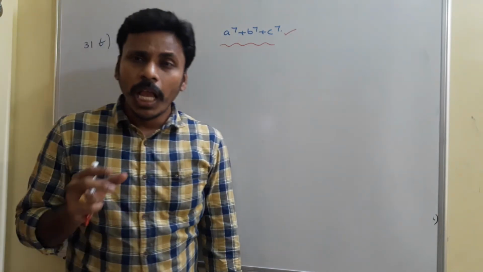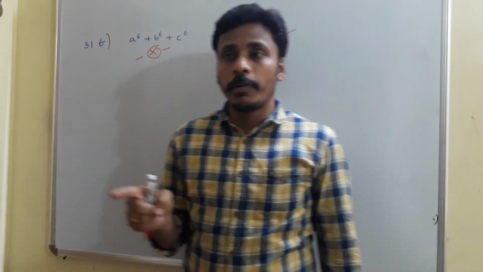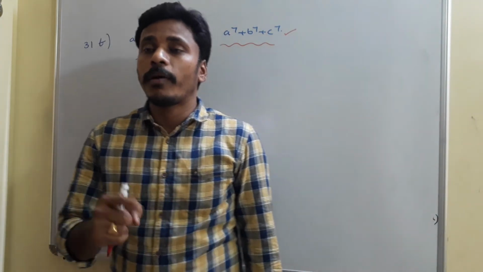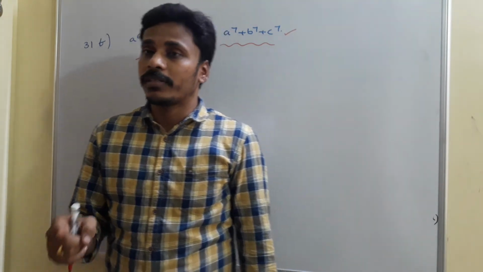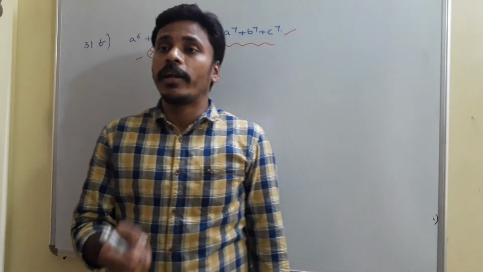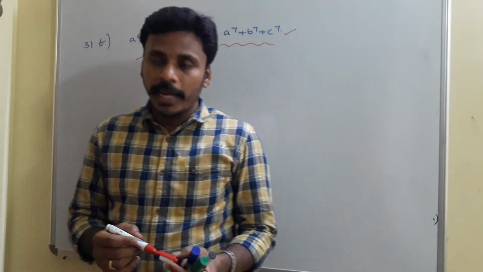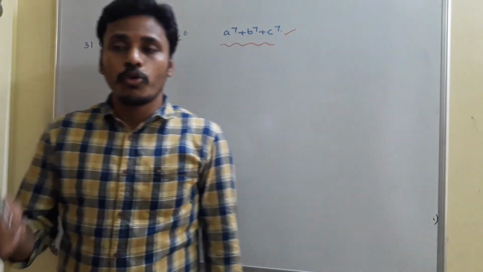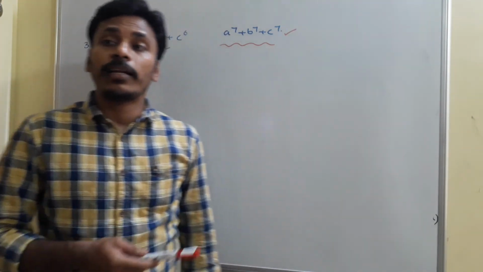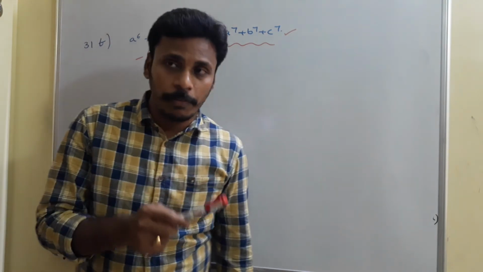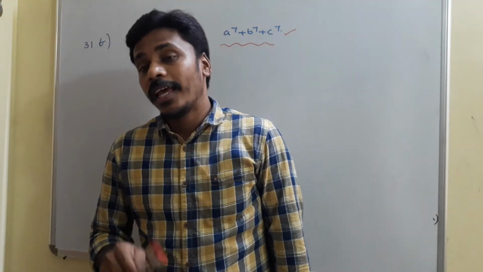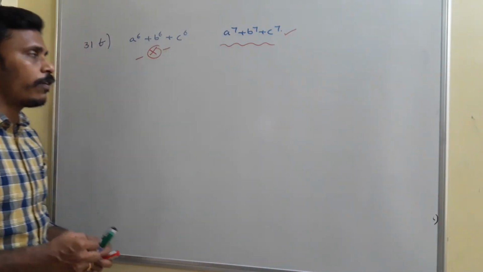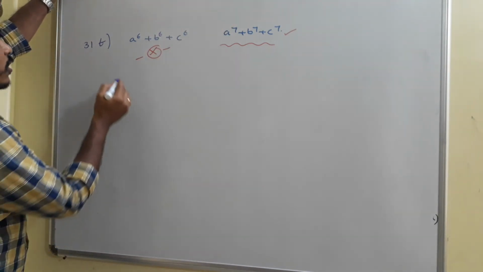Right. Now how do we find a power 7 plus b power 7 plus c power 7? As we mentioned in the previous case of power 5s, now we need to do it for power 7s. In power 5s, we multiplied a square plus b square plus c square with a cube plus b cube plus c cube. Here, to get a power 7 plus b power 7 plus c power 7, we need to multiply a cube plus b cube plus c cube with a power 4 plus b power 4 plus c power 4. So we need to start our discussion with this idea.